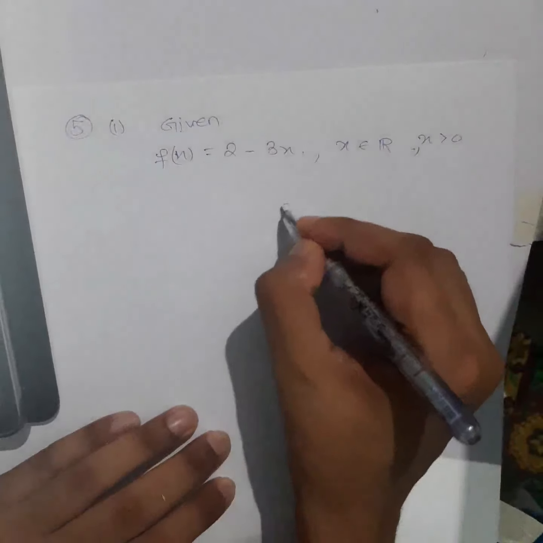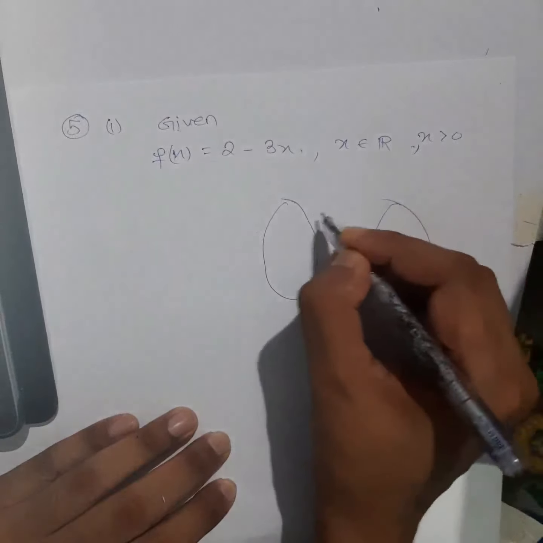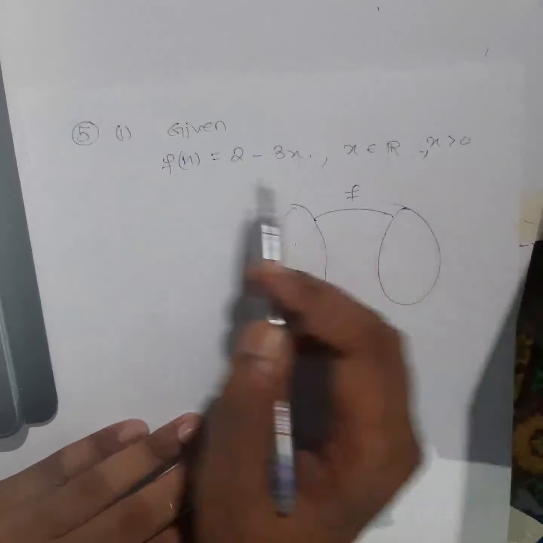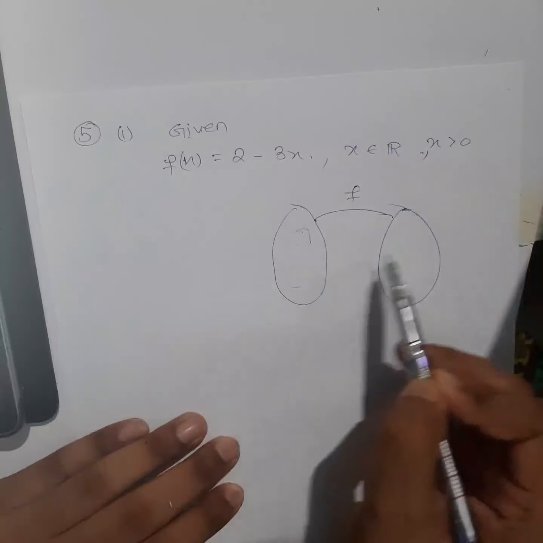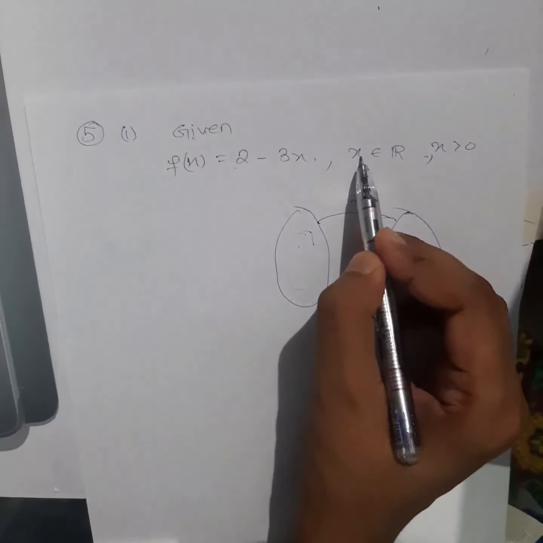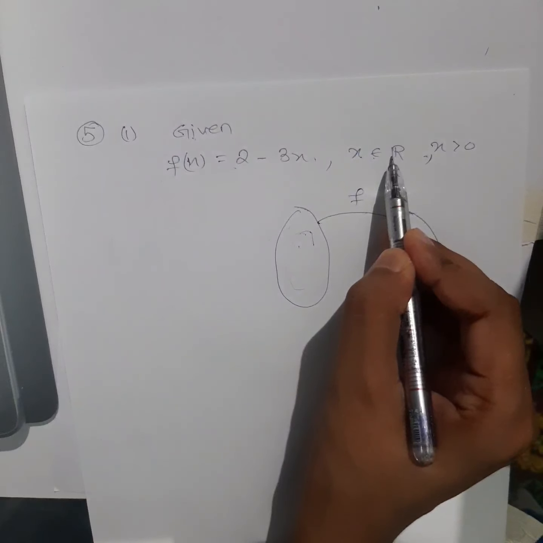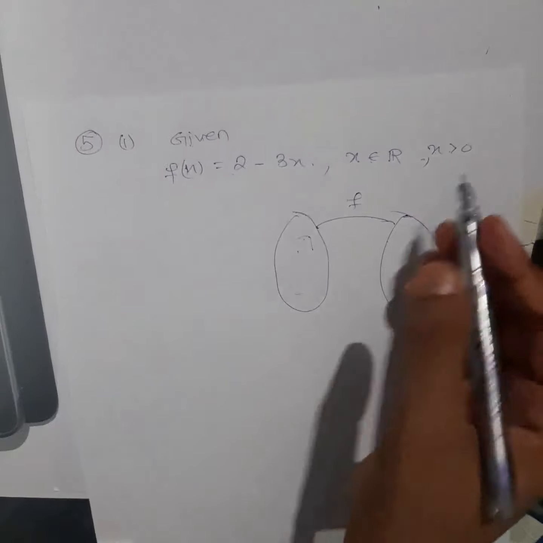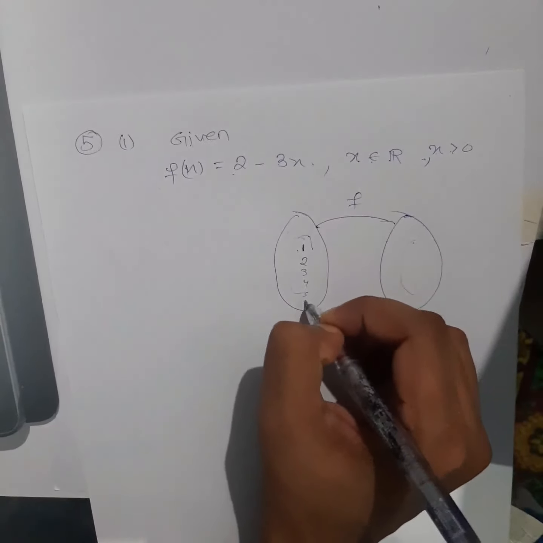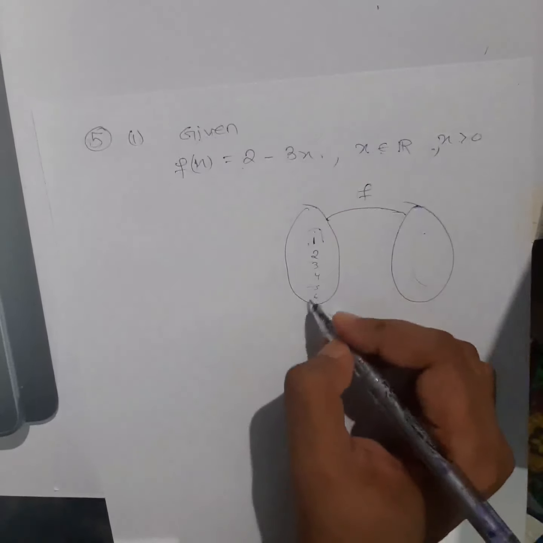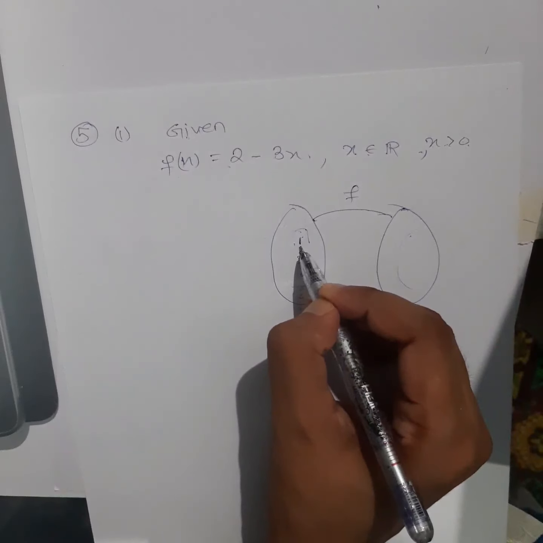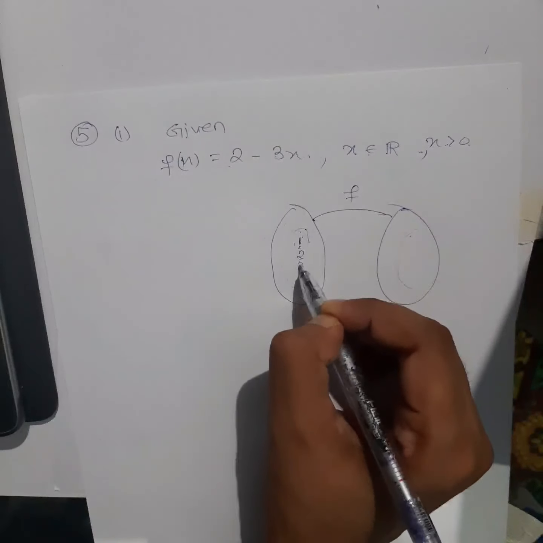Range means what? Collection of all images. So the function is defined from the first set to the second set. Now what is your first set? You can see the first set is a collection of all x and this one all y, right? Now see here, your first set, what they have said, x belongs to real numbers, but x is greater than 0. So what elements will I take here? 1, 2, 3, 4, 5, all this, and after this, everything. Greater than 0. All real numbers. So here between 1 and 2, those numbers are also here.